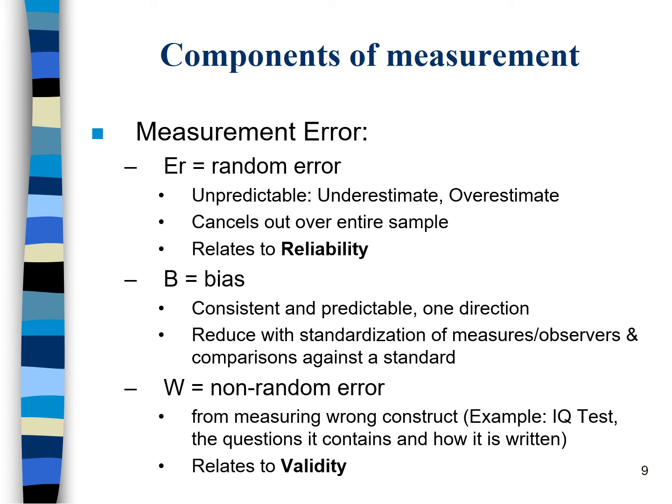Finally, we have that W. This is the non-random error. So why is it W? Well, it's from measuring the wrong construct. So this one relates back to validity, which we'll talk in much more detail about in a couple lectures. So validity, remember, was about accuracy. If I'm not shooting at the bullseye, if I'm not hitting the target right in the middle, and I'm shooting somewhere else, then that's non-random error.